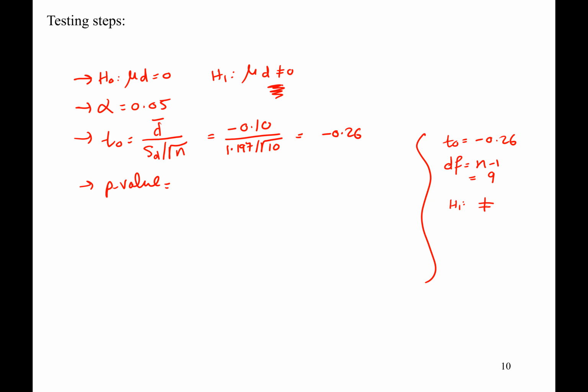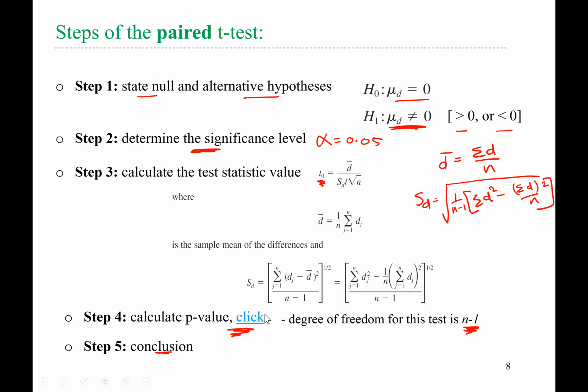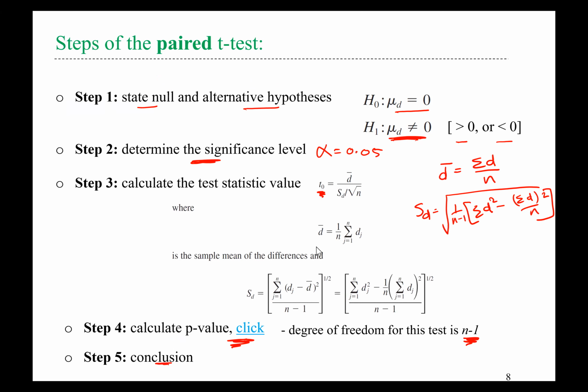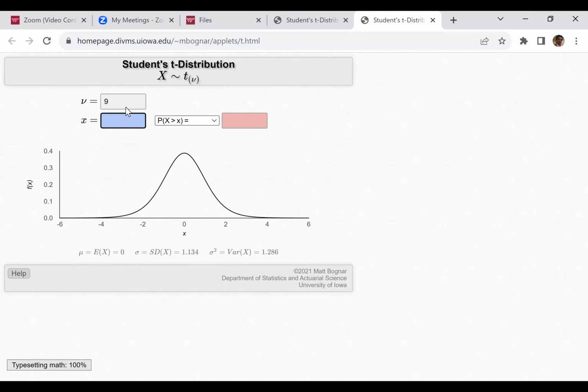So now I can go to the applet and get the p-value. Let's click on the applet again and find the p-value. And let me share it. So now nu, or v, is the degree of freedom. Degree of freedom is 9. X is the T0. T0 is negative 0.26.